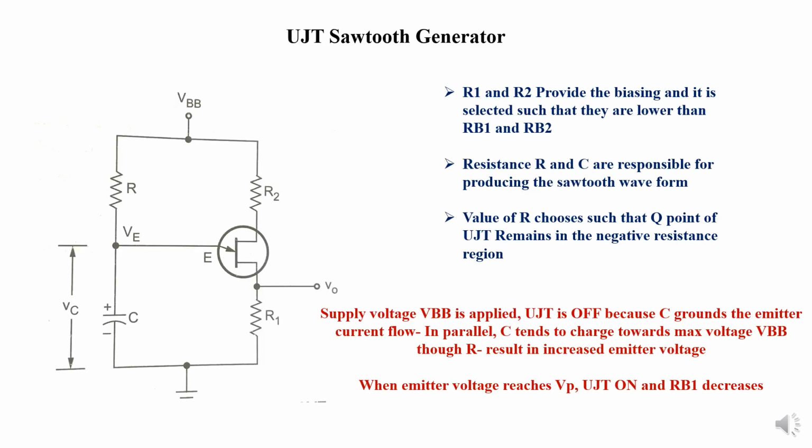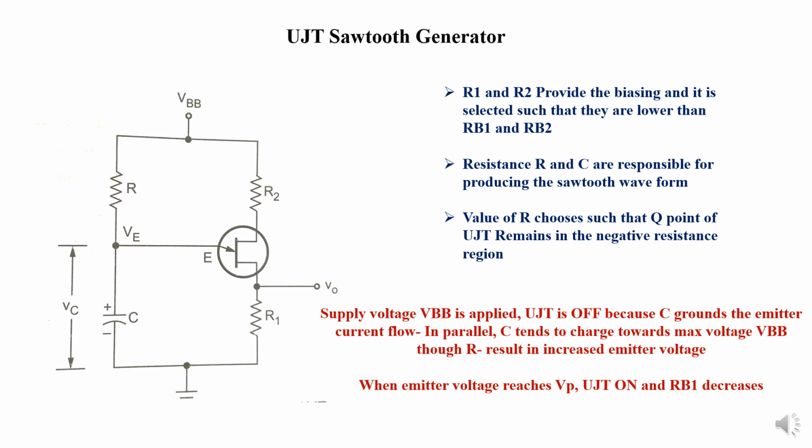If you talk about the UJT sawtooth generator, the basic circuit of the sawtooth generator is shown here. You can see there are two resistors, R1 and R2, which help in providing biasing to the circuit, and we should select the values of R1 and R2 such that their resistance is lower than RB1 or RB2. We have to use this strategy in selecting the resistance values of R1 and R2.